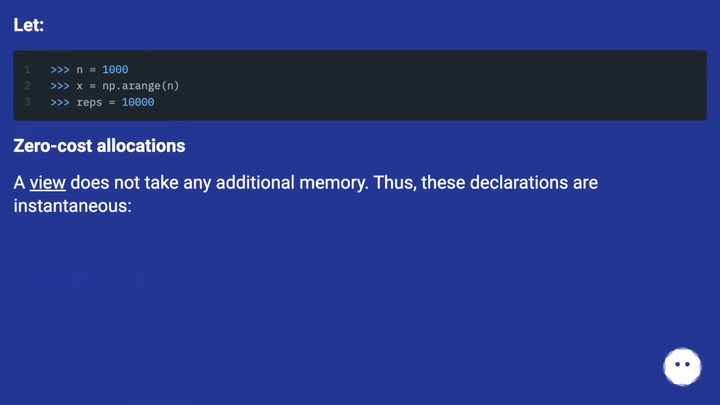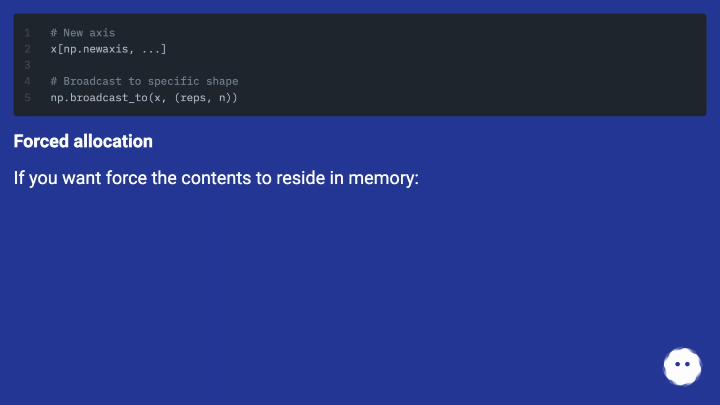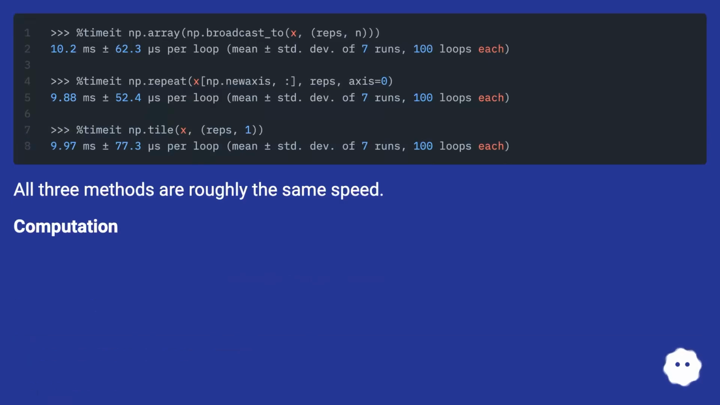Let zero cost allocations. A view does not take any additional memory. Thus, these declarations are instantaneous. Forced allocation. If you want, force the contents to reside in memory. All three methods are roughly the same speed.